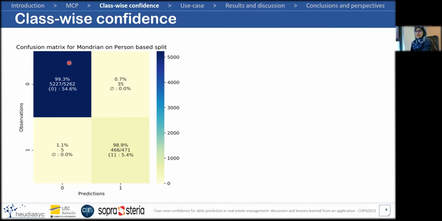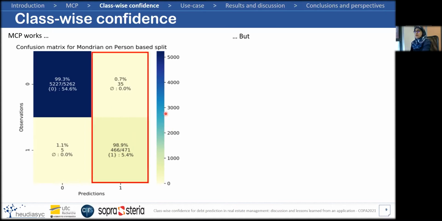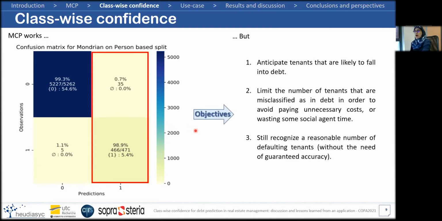This is a case of Mondrian conformal prediction that we tried, and it works since, by choosing an epsilon of 0.01, we have the 99% guarantee maintained in both classes. But if we focus on these two cells, which we will be focusing on most of the time in this confusion matrix, and go back to our objectives, we can see that it doesn't work that well. Well, it still works for limiting the number of tenants that are misclassified as in debt.